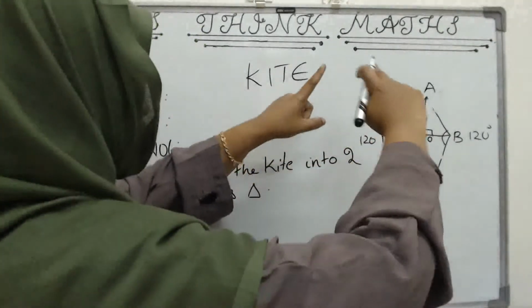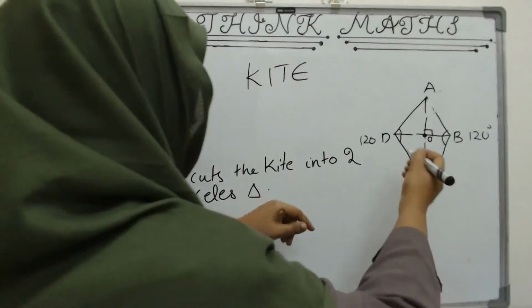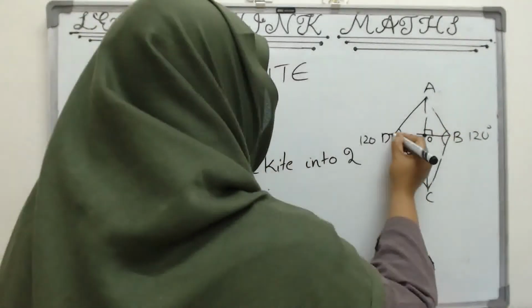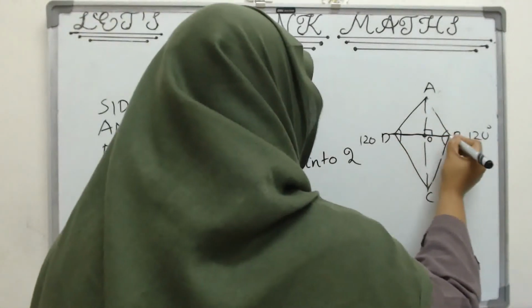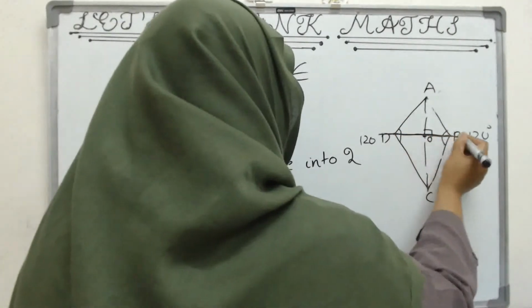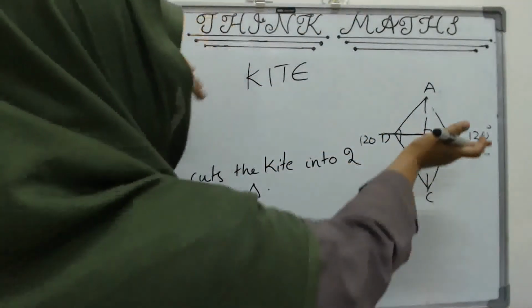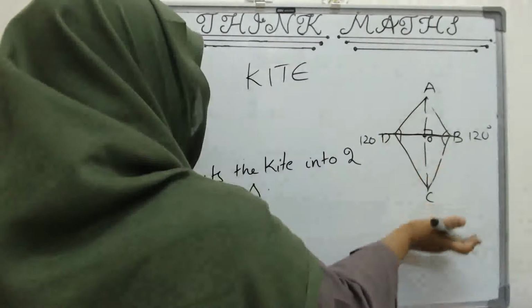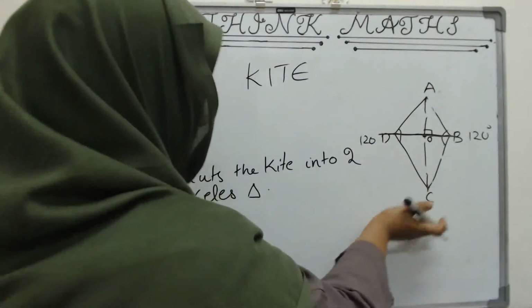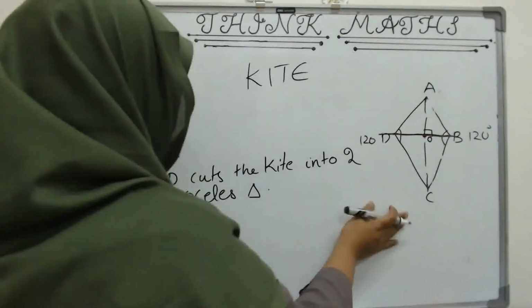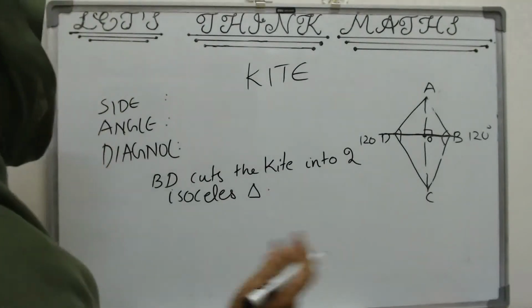Isosceles triangle means two of its sides will be equal. So look at the smaller diagonal. They are saying that this diagonal cuts the kite into two triangles. See, one triangle up, one triangle down. And they are saying that these two are isosceles triangles. Is that true? We know that is true.